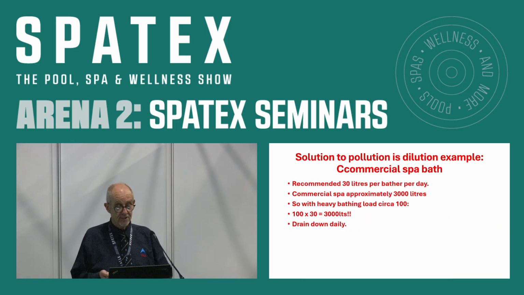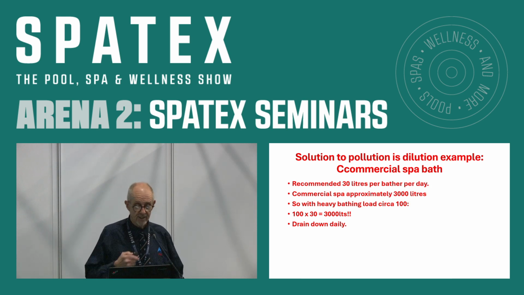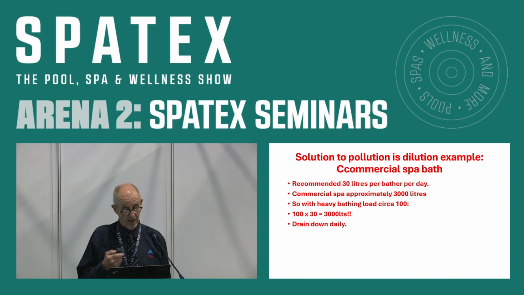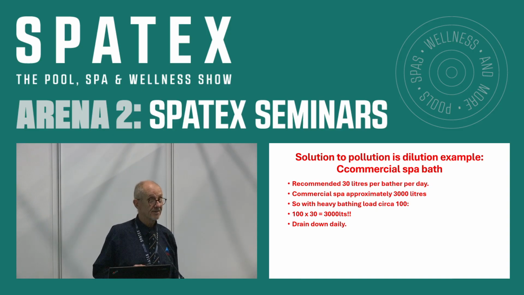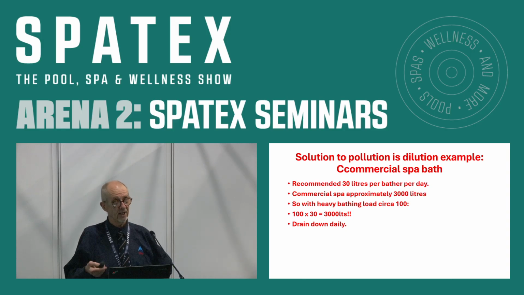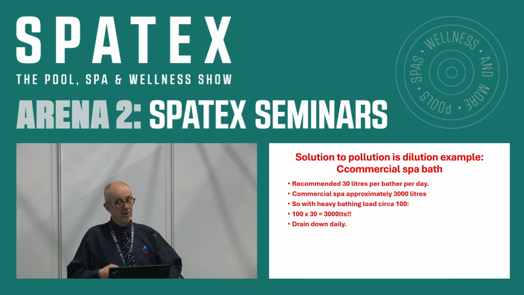Solution to pollution is dilution. This gives you an idea of the dilution we should be doing. Recommended is 30 litres per bather per day. Commercial spa is approximately 3,000 litres. So with a heavy bathing load, 100 times 30 is 3,000 litres. Drain down daily. And this is what people who've taken my advice do every day. If it's that busy, they drain it down, they fill it back up, heat it back up overnight.